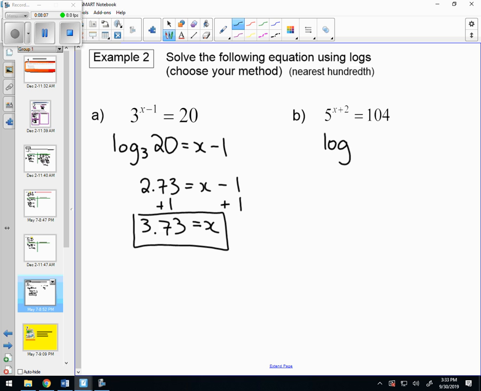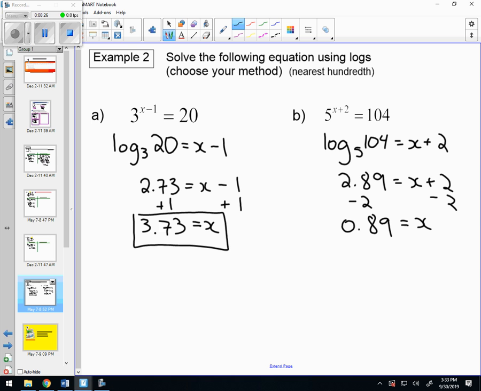Okay, the next one we have log base 5 of 104 equals x plus 2. I find out what that number is. That number is 2.89. And then I solve for x by subtracting 2, and I get 0.89 equals x.